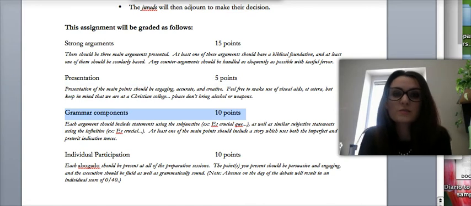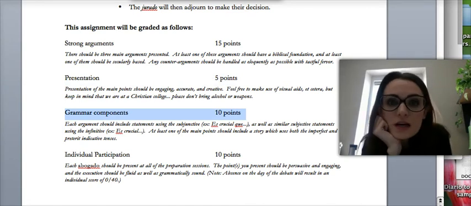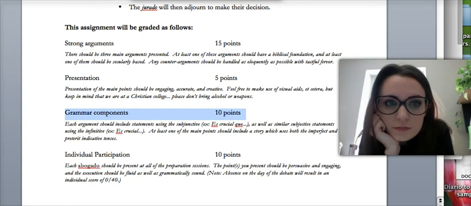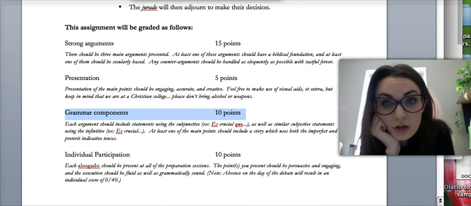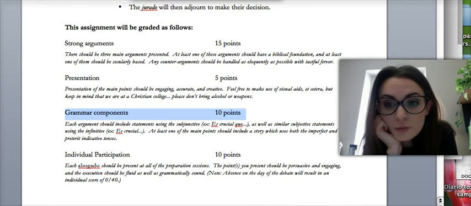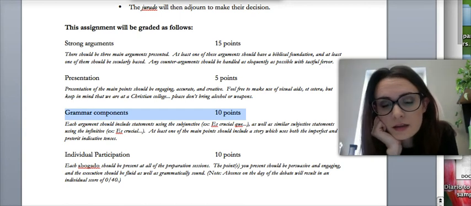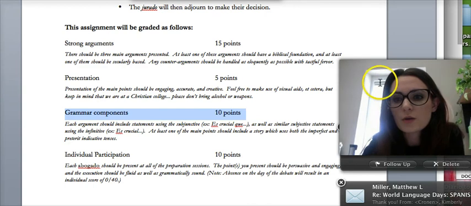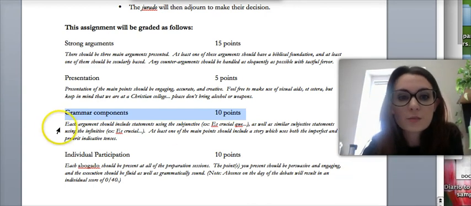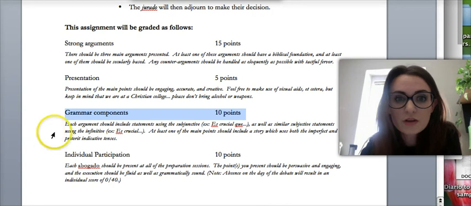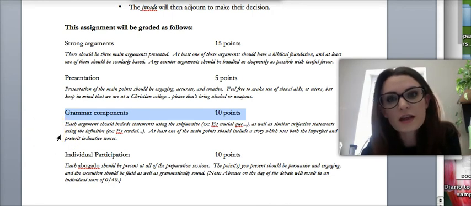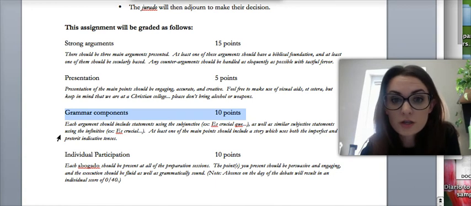Grammar components, there are some specific grammar components that I'm looking for. Each argument should include statements using the subjunctive. So I want to hear the subjunctive in each of your 3 arguments. I also want to hear similar subjective statements but that use the infinitive. So for example, I'll want to hear something that sounds like "Es crucial que sepamos la verdad." And I will also want to hear examples that use the infinitive. "Es crucial saber la verdad." And I want to hear those in each of the 3 arguments.